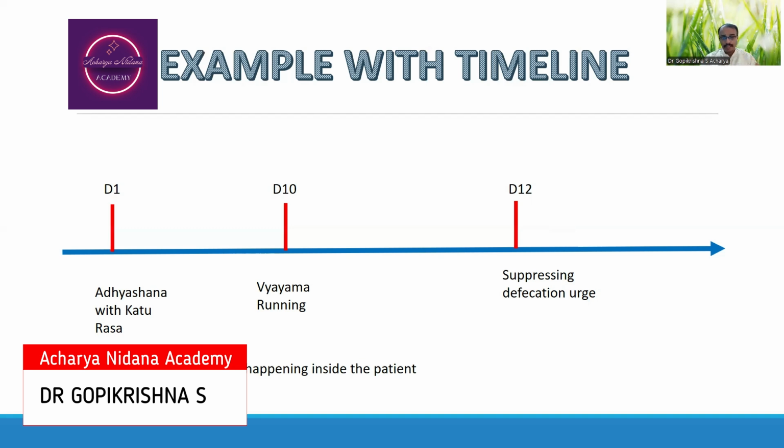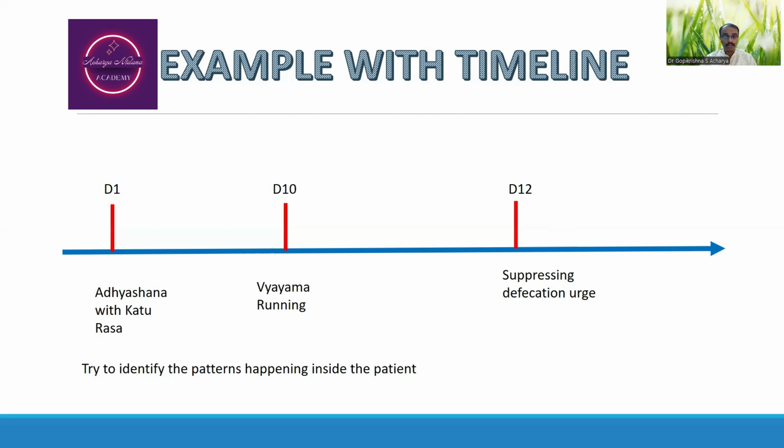On the 10th day, he started running for 2 kilometers or so, or walking for 2 kilometers or so. This is specifically responsible for the increase of the Vata dosha in the body, but the increase of Vata dosha will be specifically observed in the lower limbs. So this is the second Nidana that we are going to say. And on the 12th day, he is traveling to a distant place in, let us say, public transport, the bus or so. He is suppressing the urge of defecation. On this occasion, there is a possibility of increase of Vata dosha in the body.